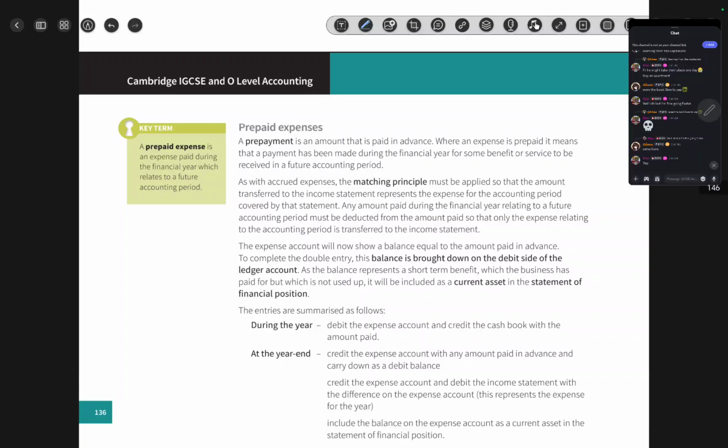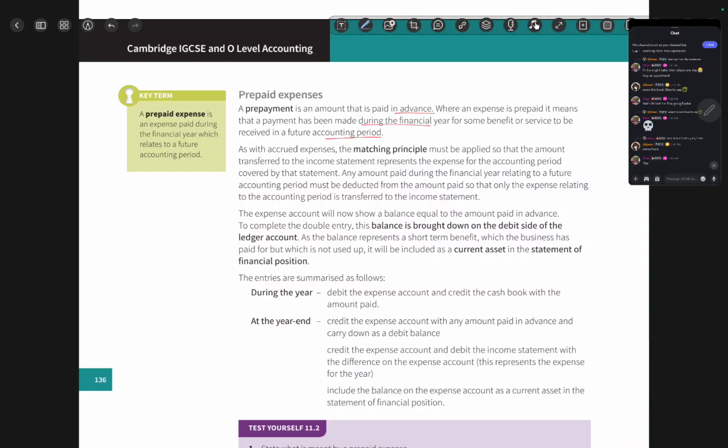Paid in advance. Prepaid means that the payment has been made during the financial year, but the service or benefit will be received in a future accounting period, meaning not in this financial year. It's going to be for the next year. The same example, like I paid rent in 2024, but I paid it for 2025.